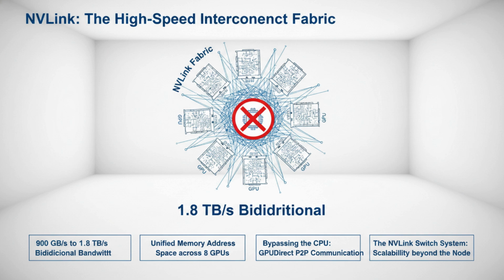This creates a unified memory space. As an architect, you must view NVLink as a non-blocking switch fabric. It allows for GPU direct P2P communication, bypassing the CPU entirely. This is crucial for all reduce operations, where every GPU needs to sync its gradients with every other GPU in the node, without hitting the bottleneck of the system bus.